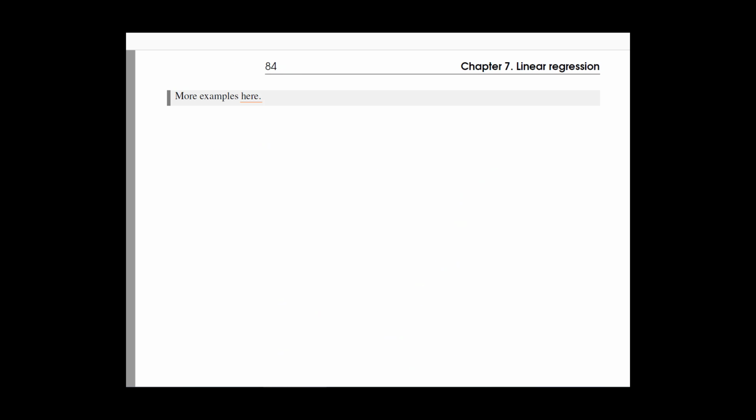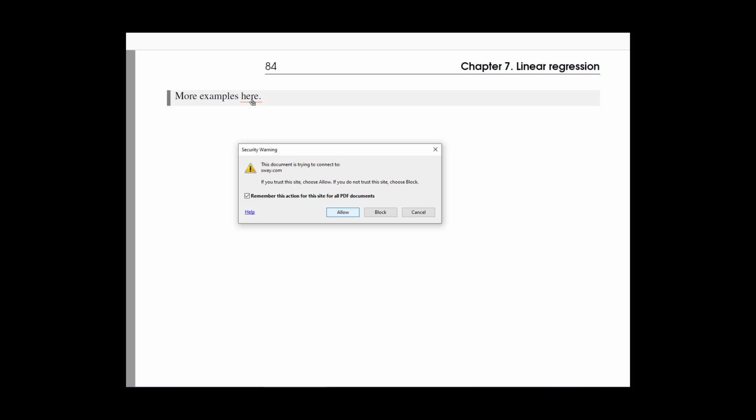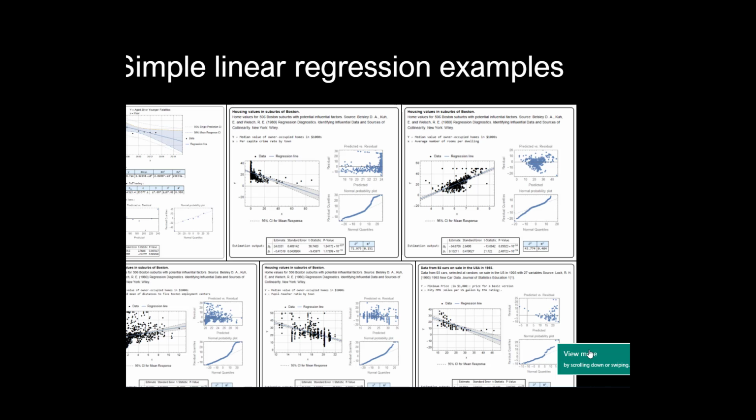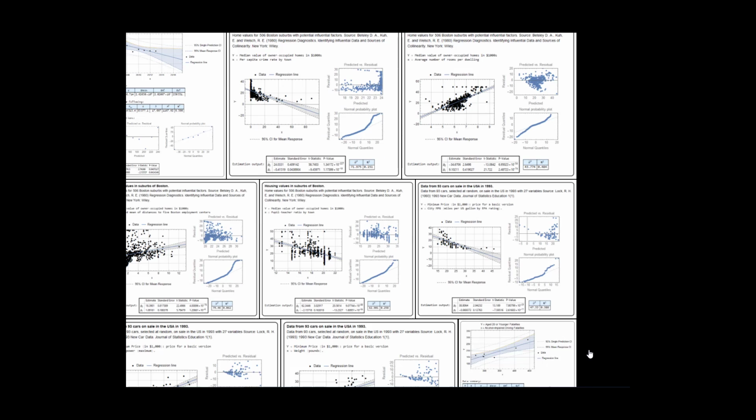Let's click on this, more examples here. There should be a good collection of examples. Alright, so these are the other examples after clicking the link. Yeah, so if you scroll down, there's a bunch of them. You can practice. There's probably too many, right? But anyway, it's good to have more than fewer.